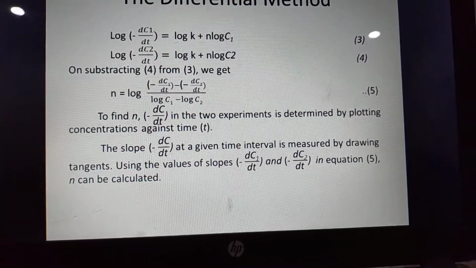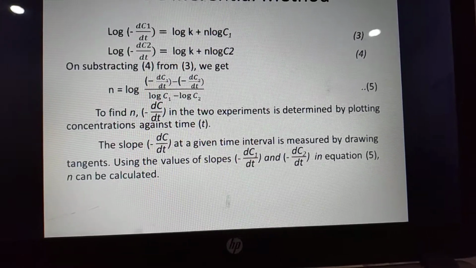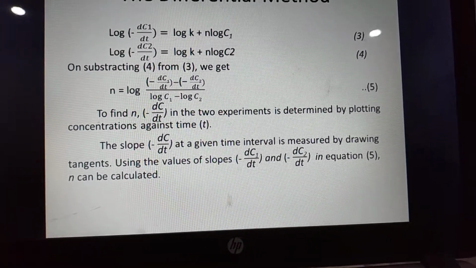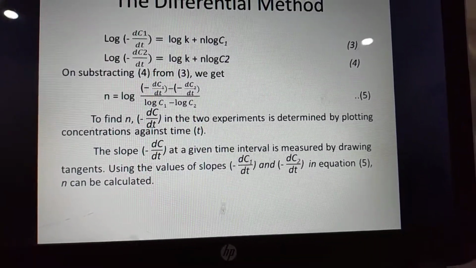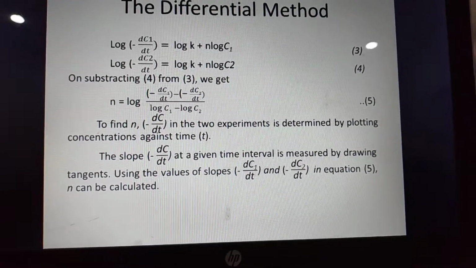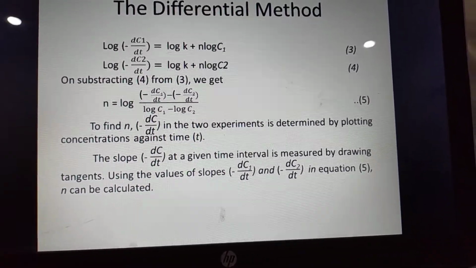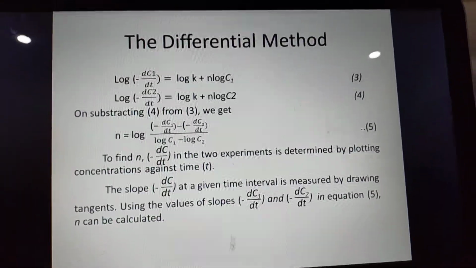To find n, minus dC over dt in the two experiments is determined by plotting concentrations against time t. The slope dC over dt at a given time is measured by drawing tangents. Using the values of the slopes minus dC1 over dt and minus dC2 over dt in equation 5, n can be calculated.